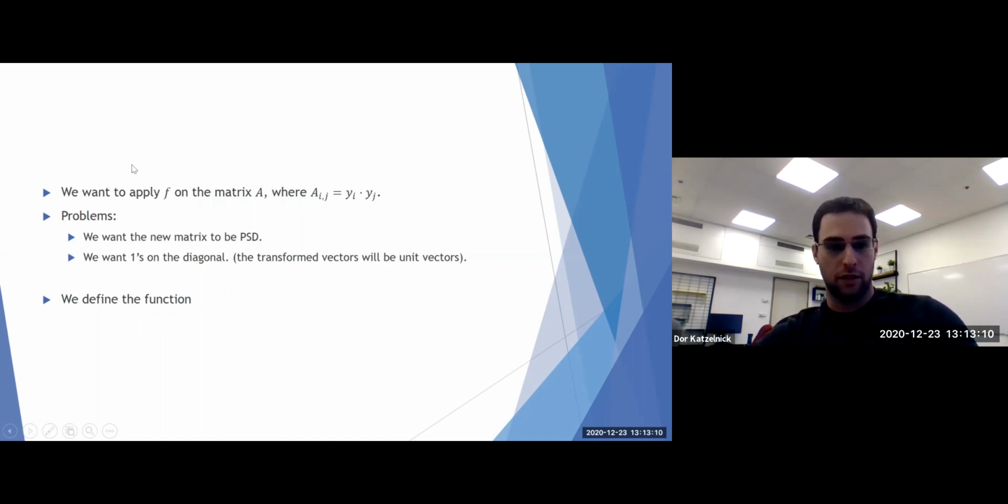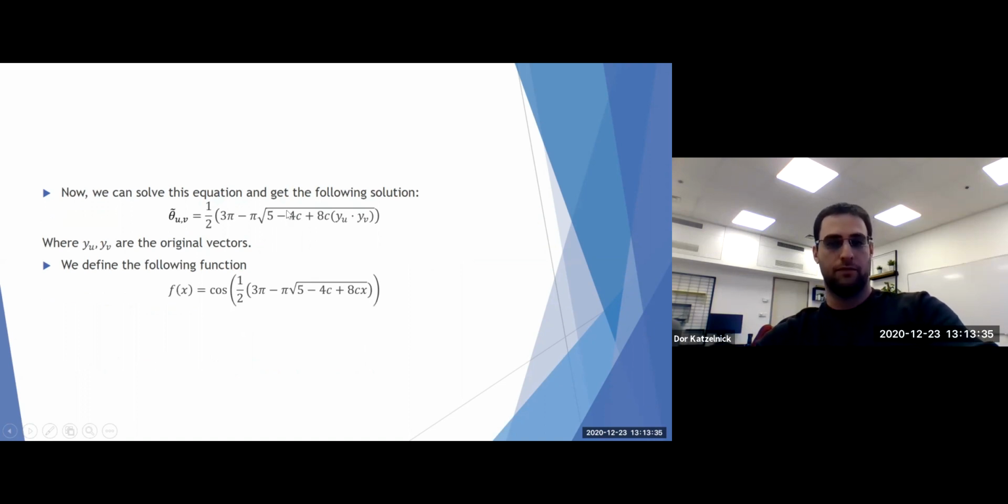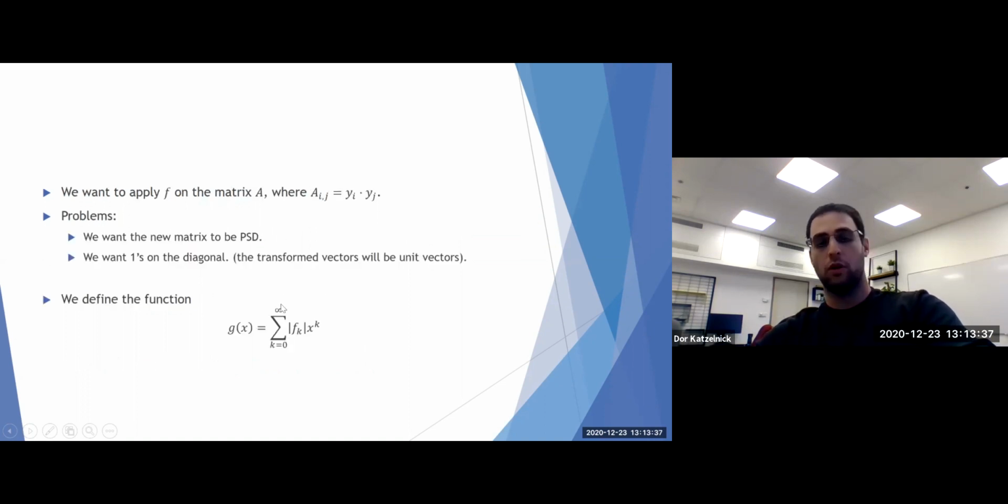We need another function, and the function is going to be this function. So we're going to define g of x to be this sum. And what is the sum? We have here the absolute value of fk, where fk is the coefficient of x^k in the Taylor expansion of f. Again, f is this function, and we define the following function g of x with respect to f.